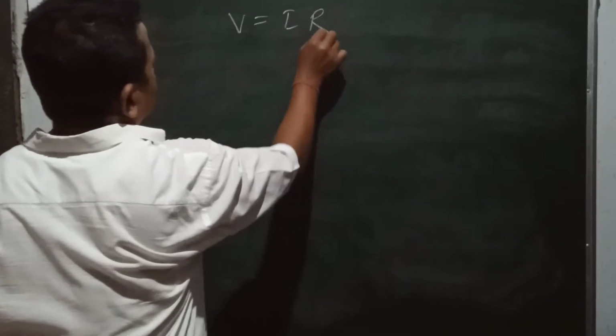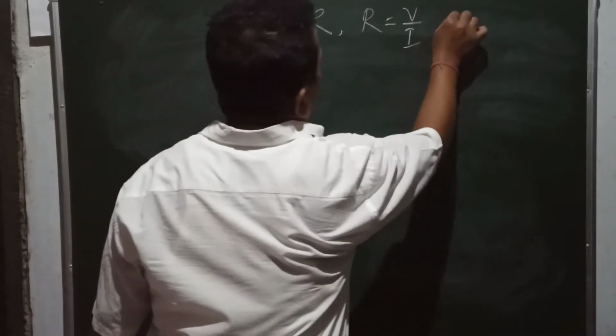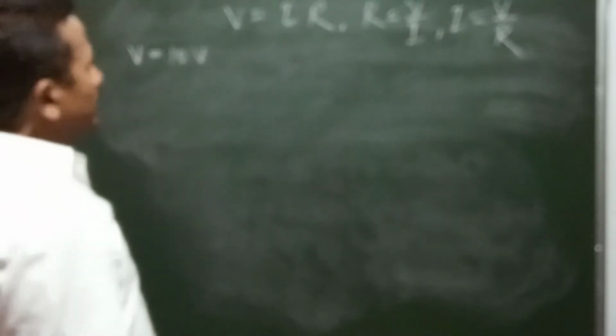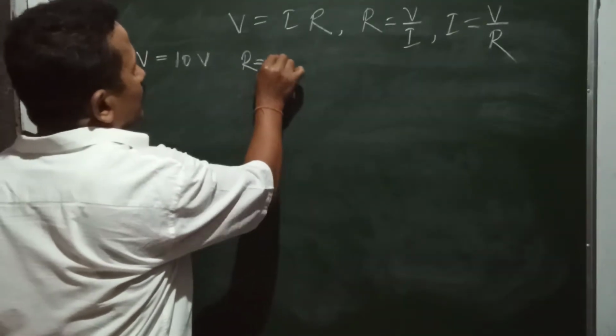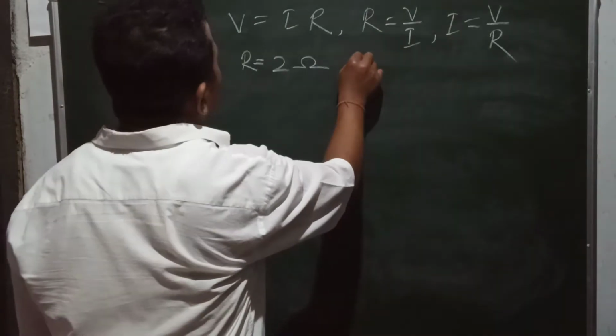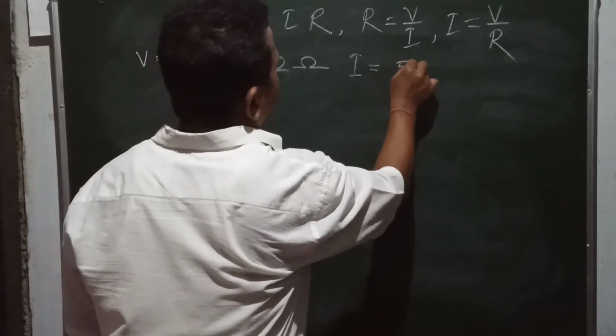Now we have the formula V equal to I R. We have another formula here, R equal to V by I, as well as I equal to V by R. Now let me see, suppose V value is, say, 10 volt in a particular conductor, and here resistance, let's say, is 2 ohm, fixed for that conductor, and at the time the current flowing through that conductor, let's say, was 5 ampere.